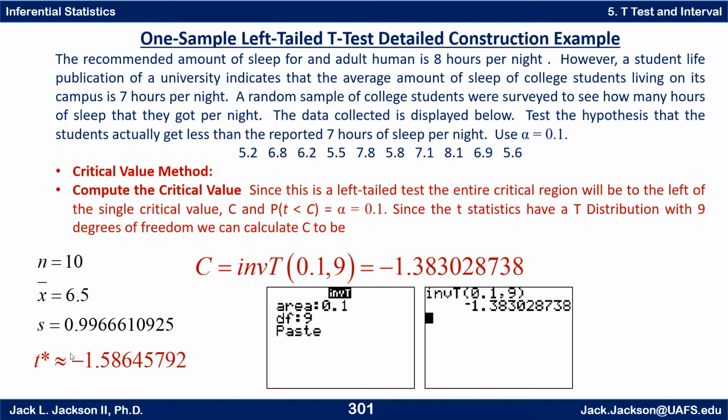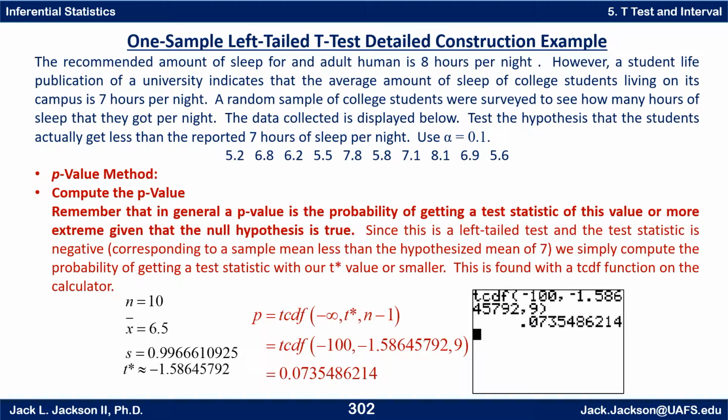So again, we're comparing the t-star test statistic to this critical value. In this case, it's a left-tailed test, so if the t-star is to the left of or less than the critical value, then we're in the reject region. I've been shading that red in my graphs. So that is the region that's rejected. So in this case, we're in that. Negative 1.6 is to the left of negative 1.4, and so the conclusion is that we reject the null hypothesis. Okay, I like the p-value method better.